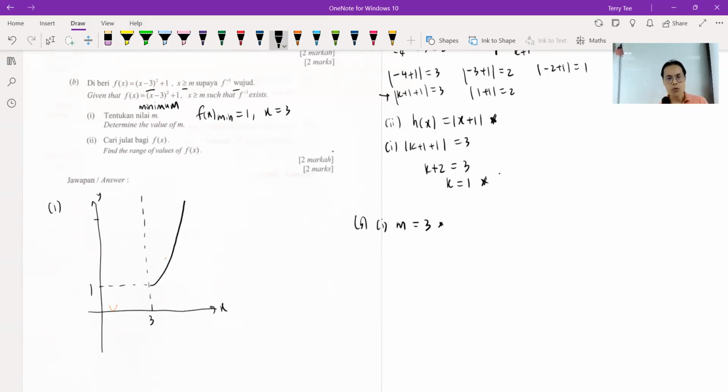So I strongly encourage you guys to draw the graph first. When you draw the graph, you can see. Then find the range of values of f(x), cari julat nilai f(x). You can see the smallest value of f(x) is 1. So your range for f(x) is f(x) greater than or equal to 1.